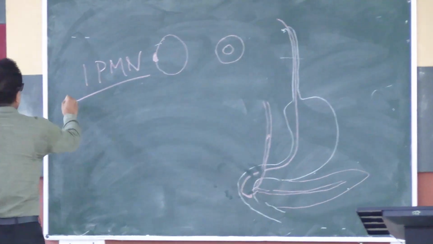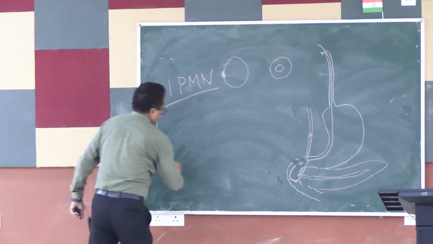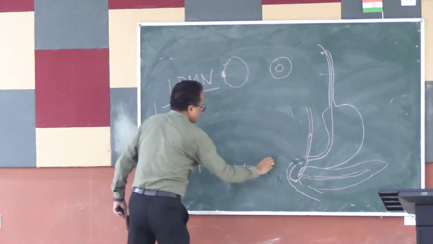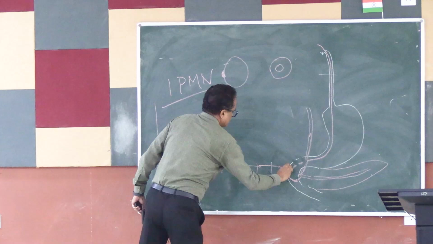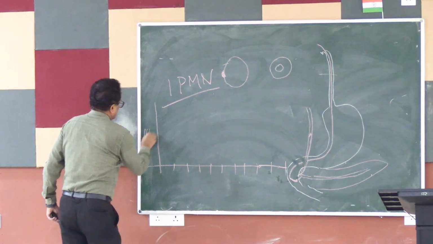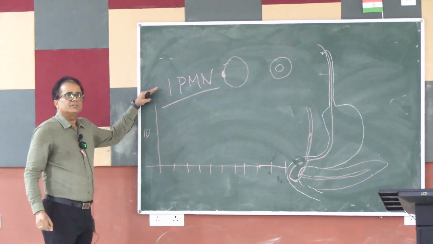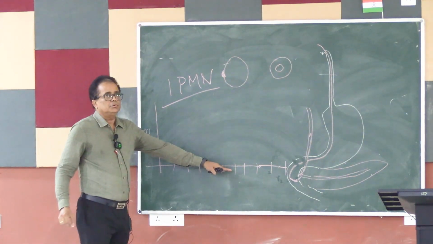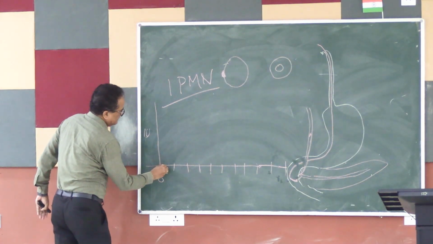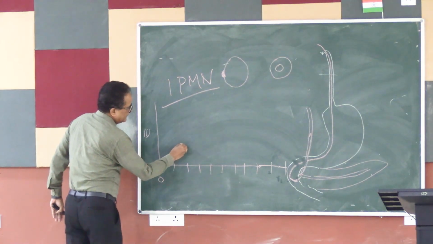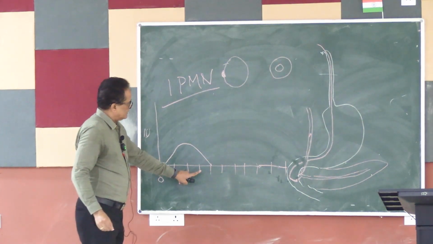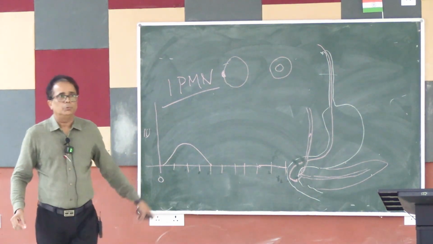If I put this graph, on the y-axis you measure the value, and on the x-axis you take which day. So this is the day 0 of pancreatitis. Amylase starts going up immediately after that, and by 3 to 5 days it goes down. So first day, second day, third day, fourth day. So by 3 to 5 days it goes down.